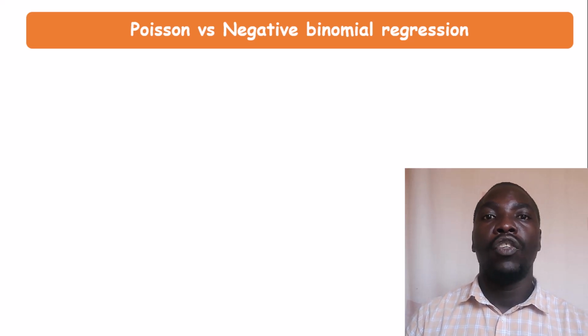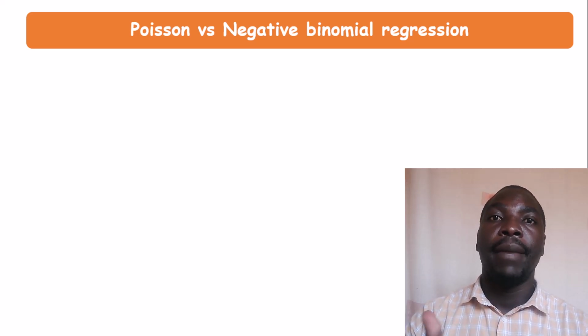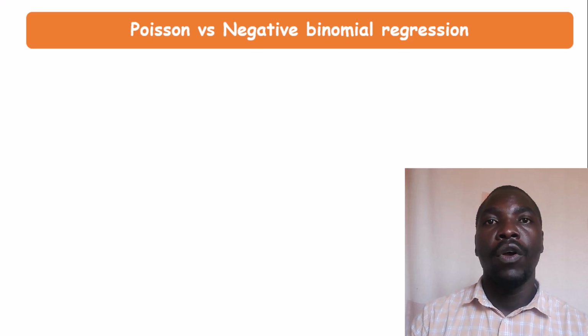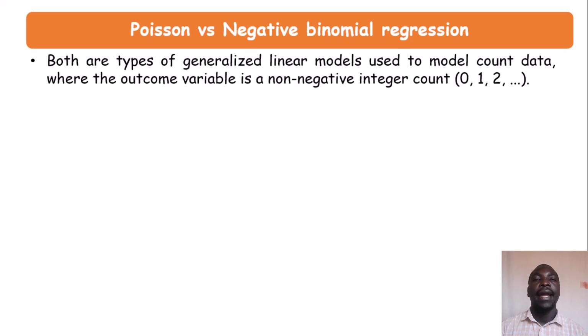Today we look at Poisson and negative binomial regression models. We look at the difference between these two models, the different subtypes of these models, and how we choose the most appropriate type of model for our analysis. So first things first, both Poisson and negative binomial regression models are types of generalized linear models that we use to model count data, where the outcome variable is a non-negative value. It has values of 0 onwards, so we don't have a negative value.